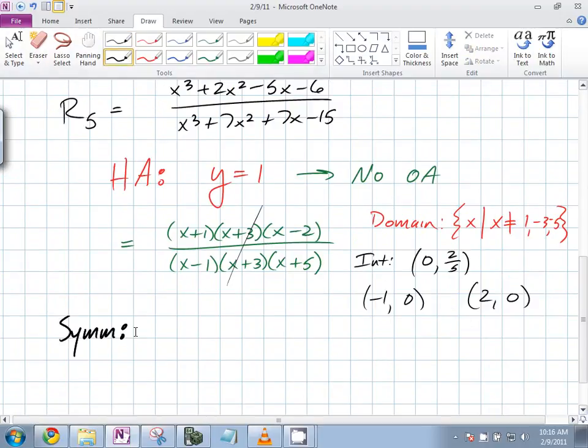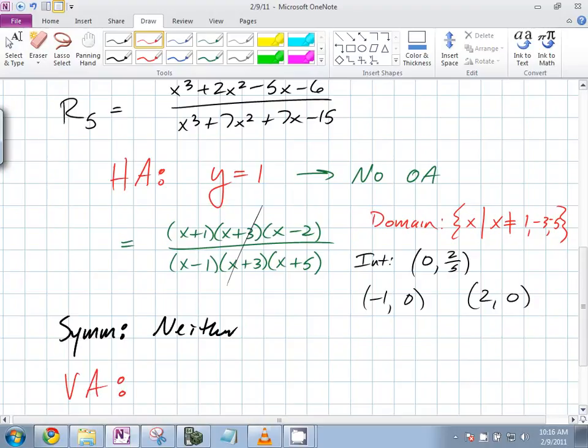Symmetry. What do we think about symmetry? Neither. Are you going to see a lot of neithers on these? Yeah, it's mainly going to be an exception to the rule. When it is symmetric, it makes your life easier, but it's not going to happen that often. Vertical asymptotes. Let's go with Steven.